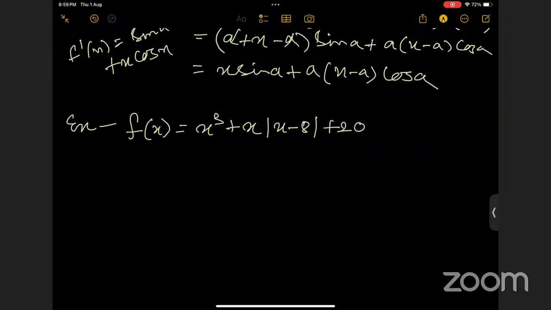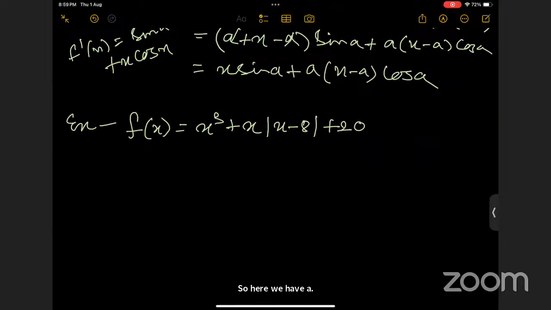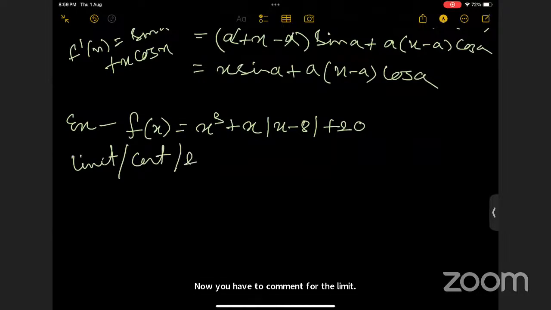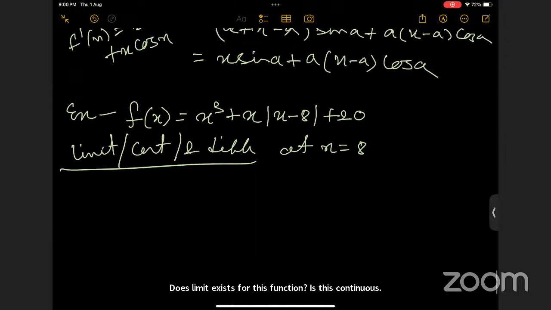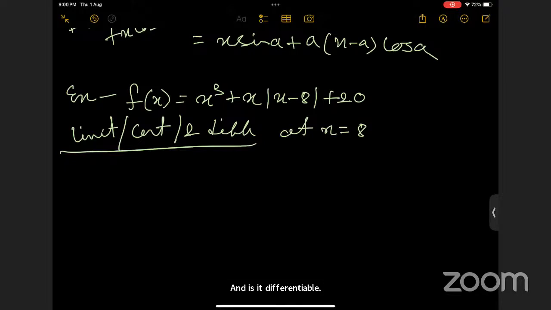So here we have a mod function. Now you have to comment on the limit, continuity, and differentiability of this function at x equals 8. At x equals 8, does the limit exist for this function? Is it continuous and is it differentiable? It is continuous but not differentiable at 8. Yeah, at 8 it is not differentiable, but it is continuous.